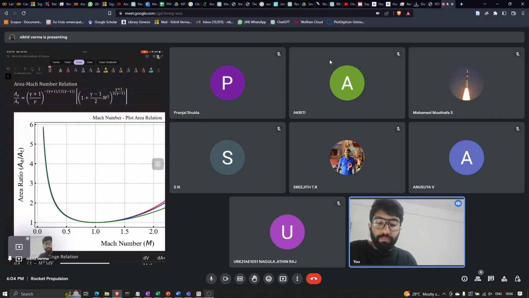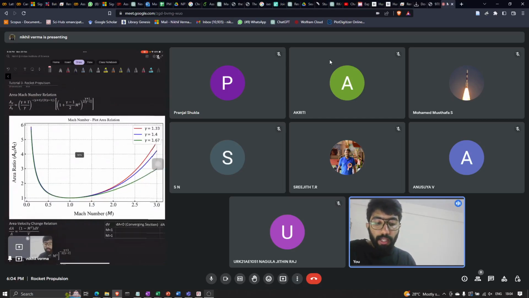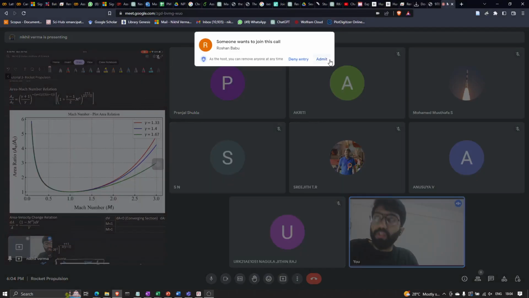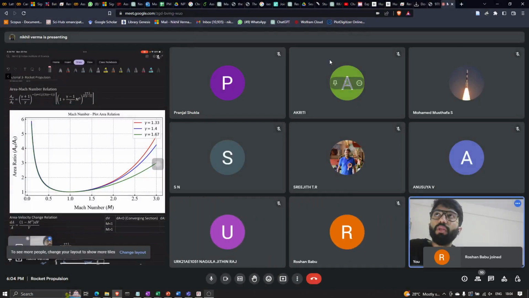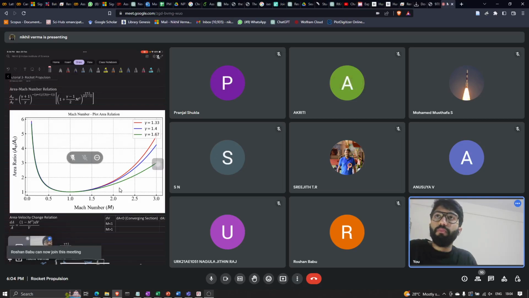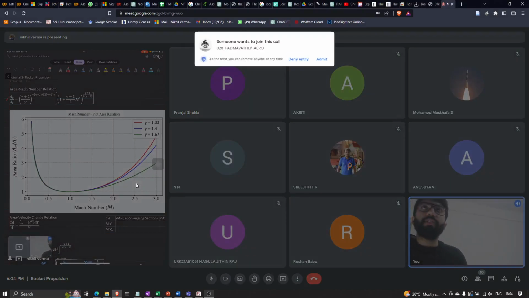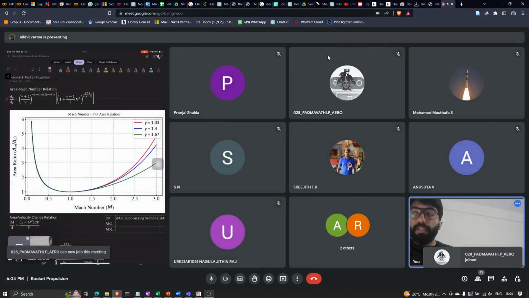Okay, I'll start the tutorial session. I'll briefly go over the relations which were taught in the class, and then I'll take up a sample problem. I hope everyone is clear with this equation. They know what this equation tells, right? This is the area-Mach number relation.